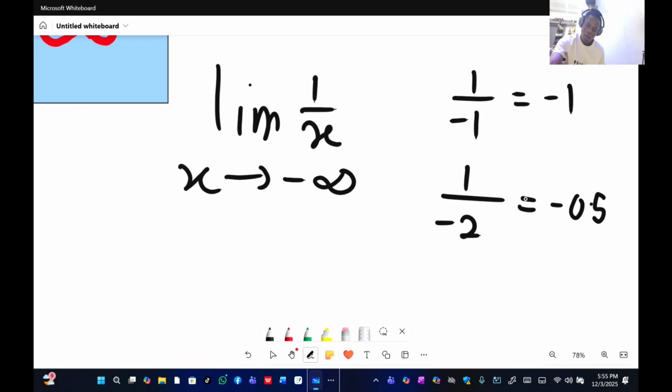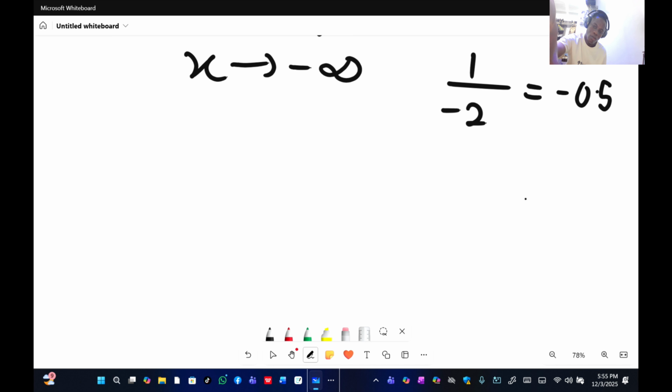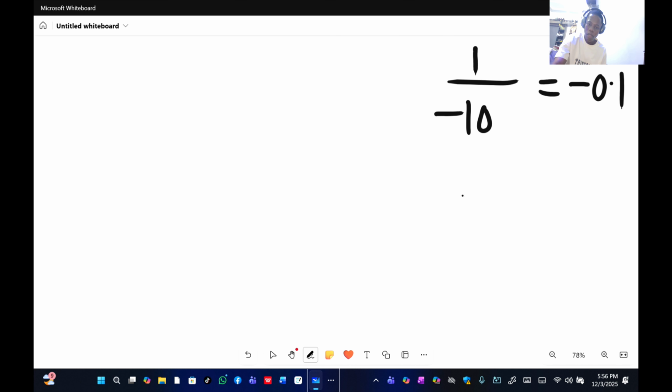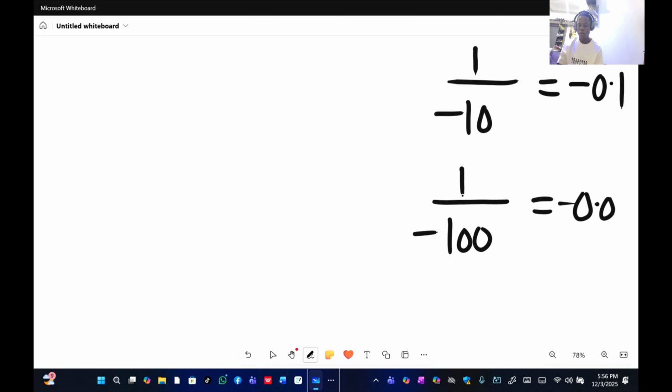Now let's test for the other one. Let's assume that x is equal to negative 10. So we get 1 divided by negative 10, and I've forgotten my negative again, so it will be negative 0.1. We divide the same 1 by, suppose x is negative 100, we are going to get negative 0.01.